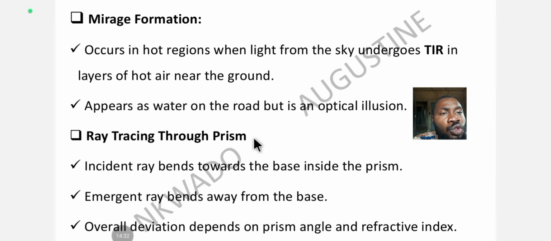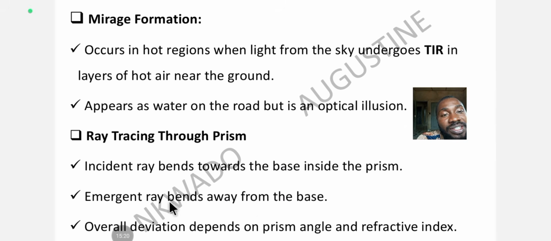Ray tracing through prism. Incident ray bends towards the base inside the prism. When you are tracing a ray with a prism, the incident ray bends towards the base inside the prism. What happens again? The emergent ray bends away from the base. Overall deviation depends on prism angle and refractive index. Overall deviation is just like bending. Overall bending depends on the prism angle. At what angle was the prism placed? That's how we determine the bending of the light ray, and also the refractive index too, all right?